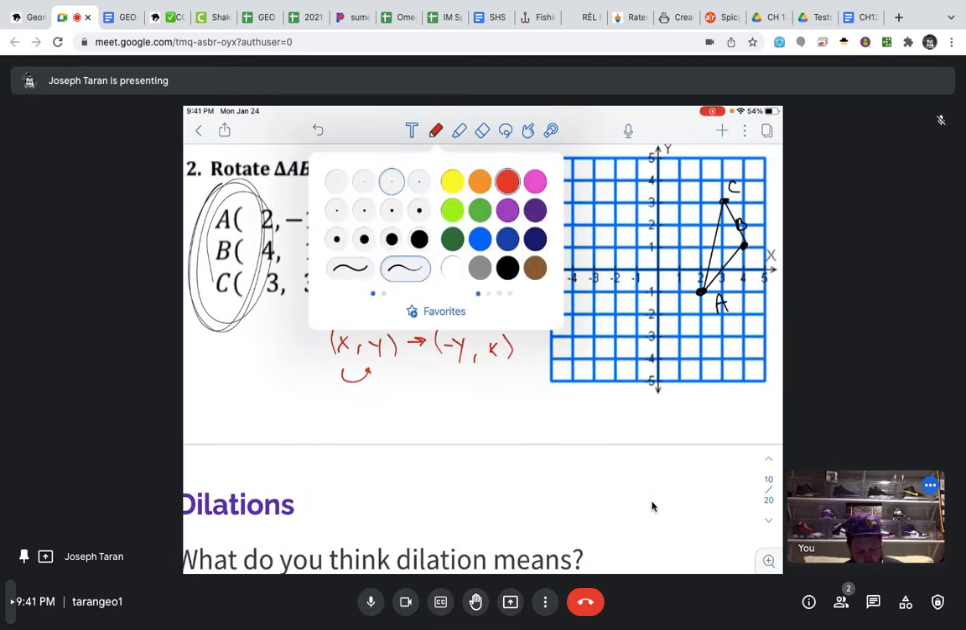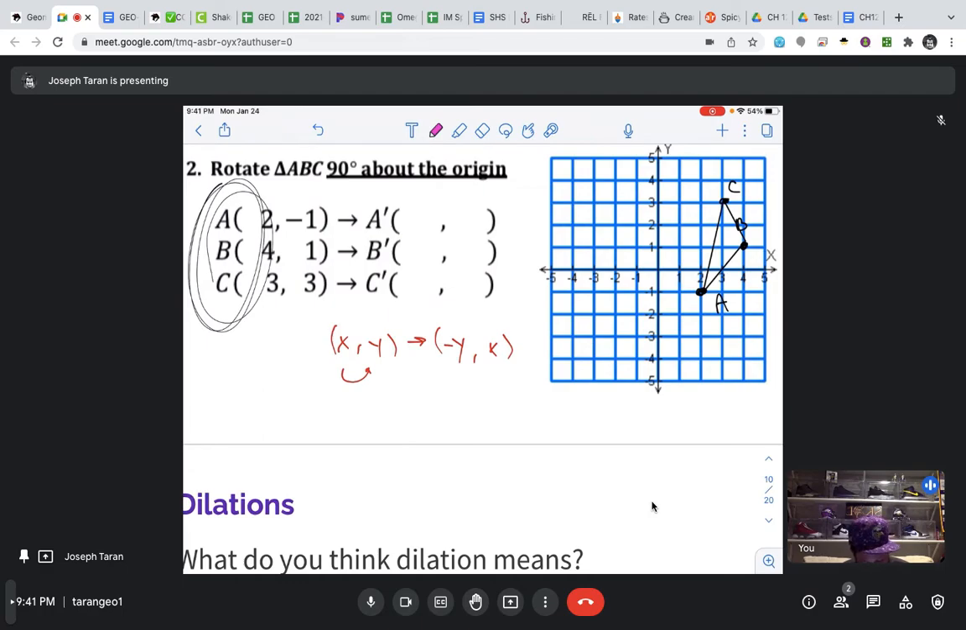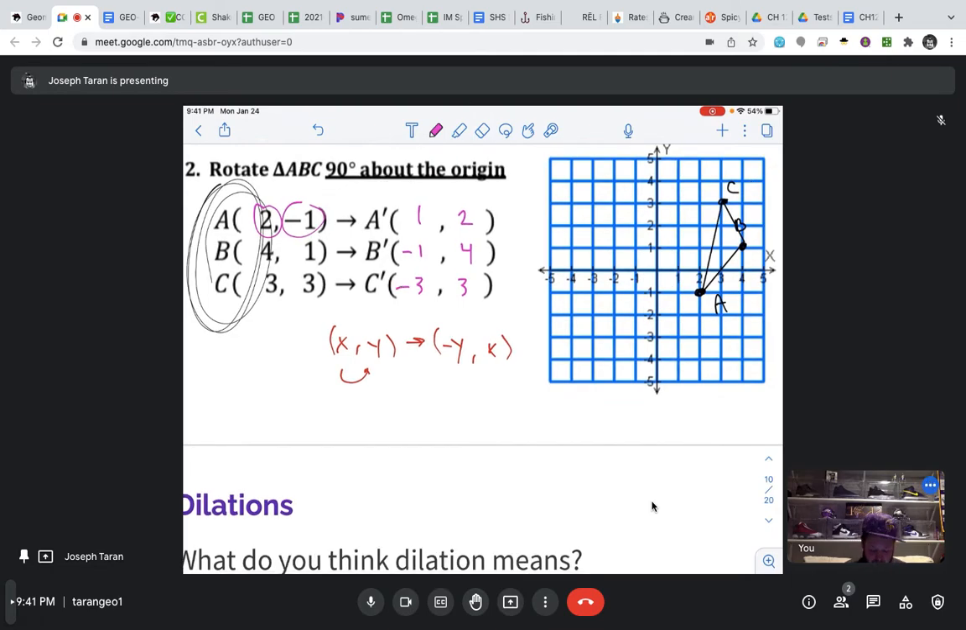Let's go back to pink. That was a good color. So this X coordinate is now going to be in the Y, and my Y coordinate is just going to be opposite. So -1 will change to +1. Same thing here. The 4 will go there. This will go to -1. 3 will come over there, and that'll go to -3. All right, so let's plot this.